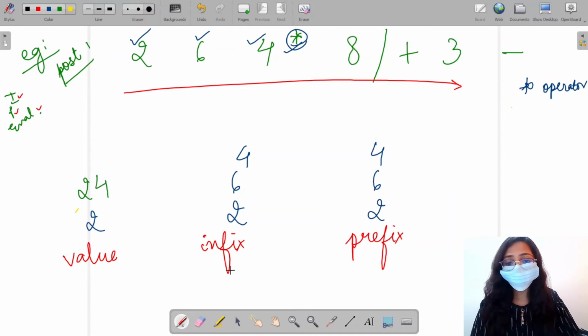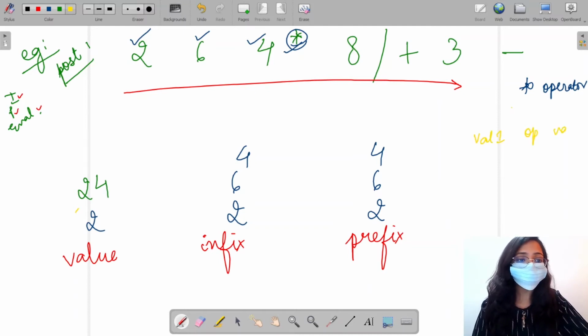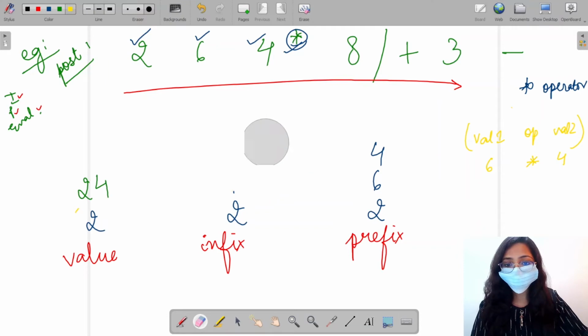Next, in the infix stack, whenever we are printing an infix expression, we want value 1, then the operator, and then value 2, and we want to enclose them within brackets. So here we have value 2 and value 1, right? So we have value 1 as 6 and value 2 as 4, and the operator which we have is multiply. So what we are going to do is, we'll take value 1, operator, value 2, and put them in brackets.